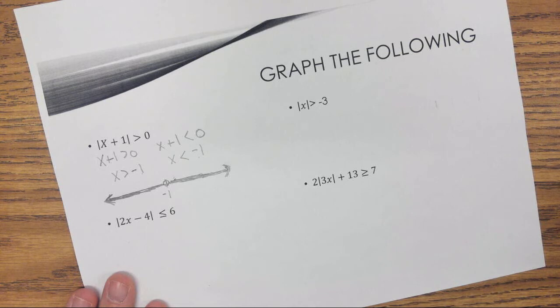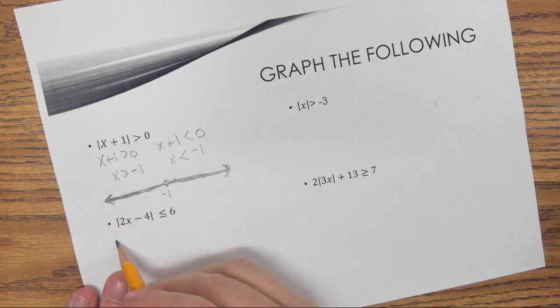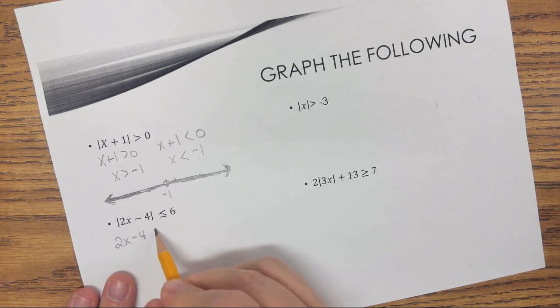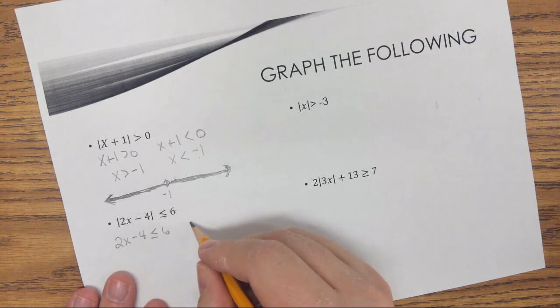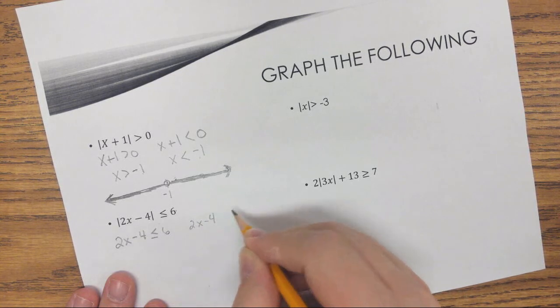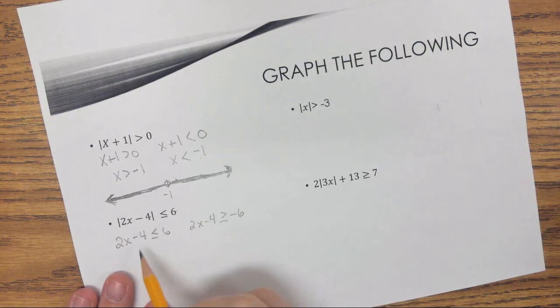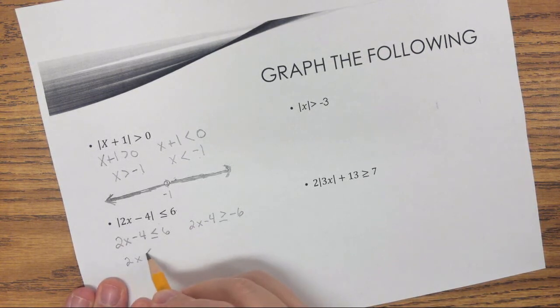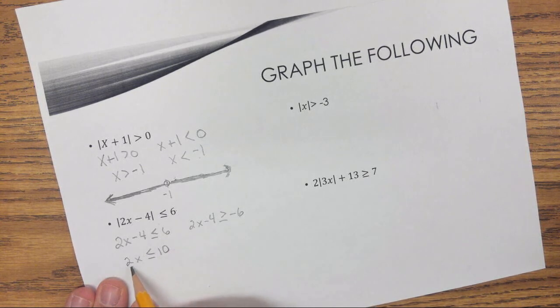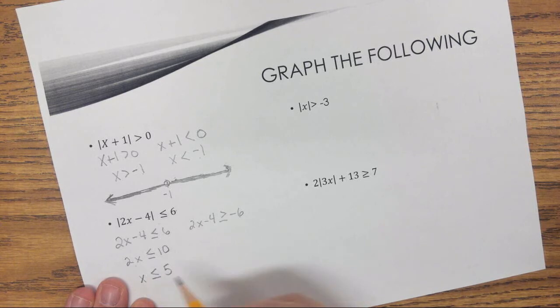Let's look at another one. Let's look at this one. Alright, so got the absolute value of 2x minus 4 is less than or equal to 6. Okay, well, 2x minus 4 less than or equal to 6. And then we have 2x minus 4 is greater than or equal to negative 6. Add 4, get 2x is less than or equal to 10. Divide by 2, get x is less than or equal to 5.